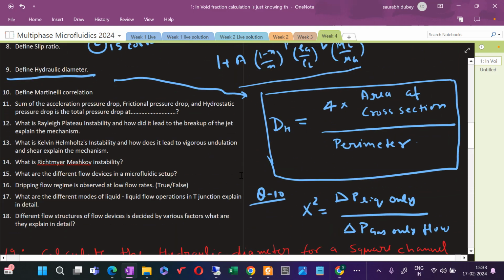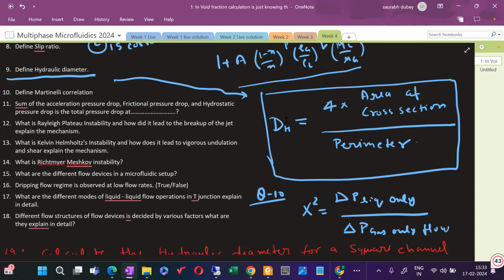And now let's begin with the next problem. And this actually happens at the steady state. So the question is, the sum of the acceleration pressure drop, frictional pressure drop, and the hydrostatic pressure drop is the total pressure drop at steady state. So the answer is steady state.